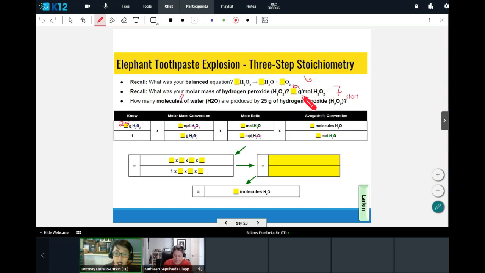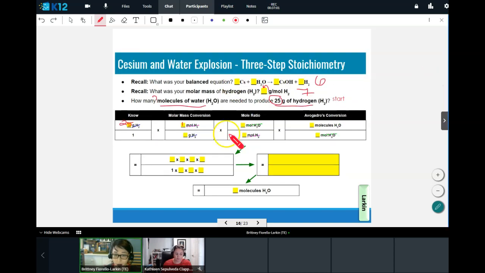Okay, so then the next step is to talk about the mole ratio. So we're getting rid of moles of hydrogen peroxide here, changing it to moles of water. And again, that always comes from the chemical equation. So you can see here moles of water goes on top, moles of hydrogen peroxide goes on the bottom. Same thing with our other problems. Moles of water goes on top, moles of hydrogen peroxide goes on the bottom.